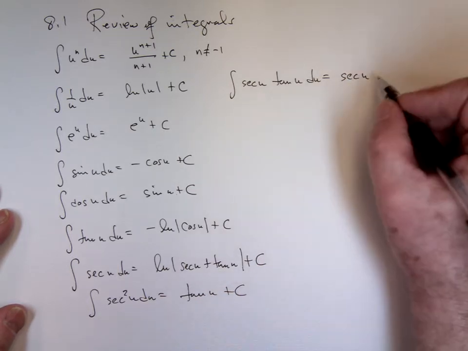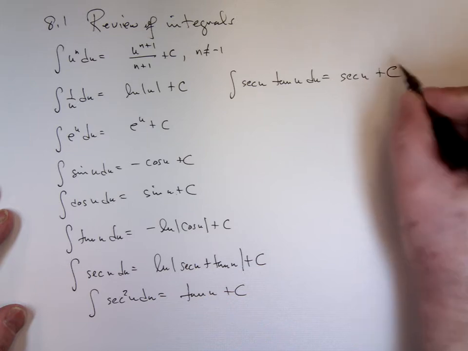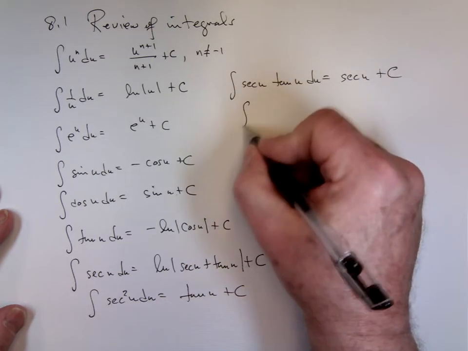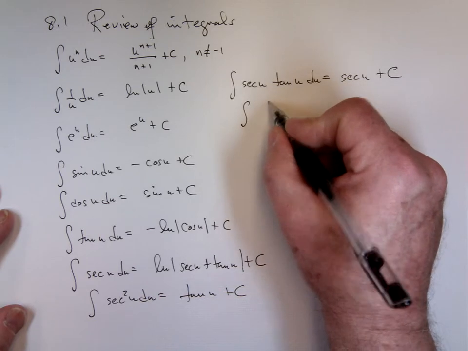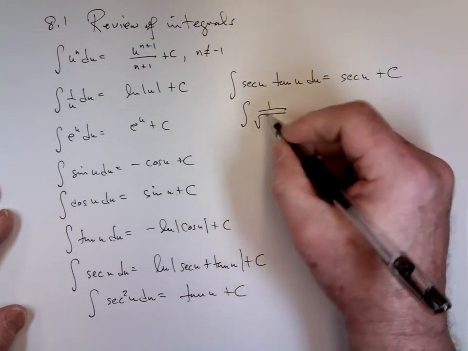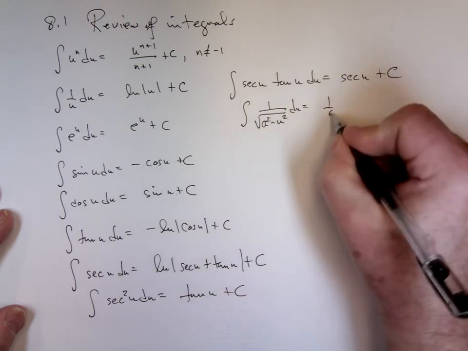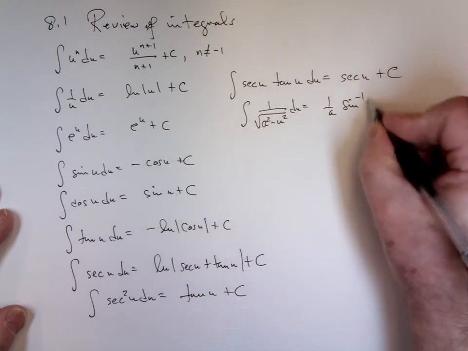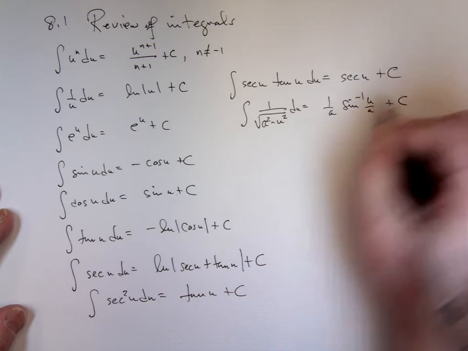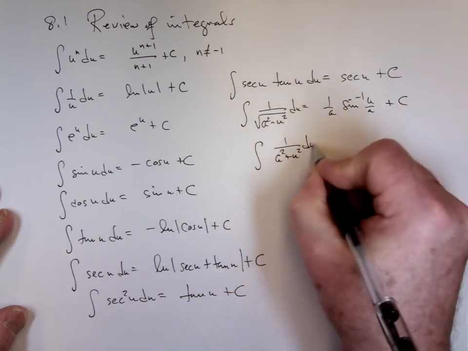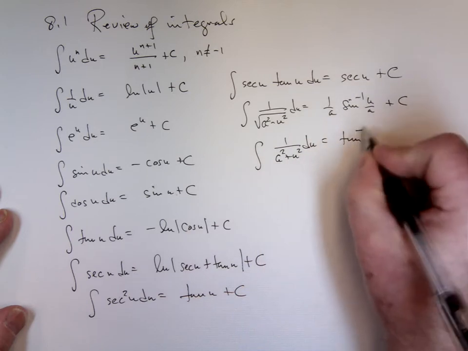You should also know, believe it or not, the inverse trig ones. We've got the integral of 1 over the square root of a squared minus u squared, which is the inverse sine of u over a. We've got the integral of 1 over a squared plus u squared. That's the inverse tangent, u over a.